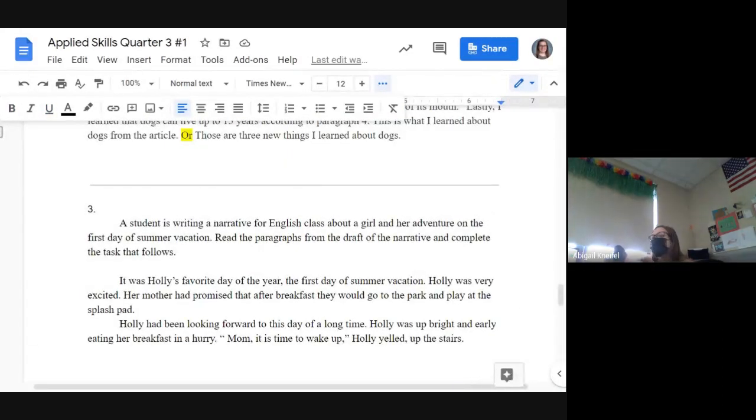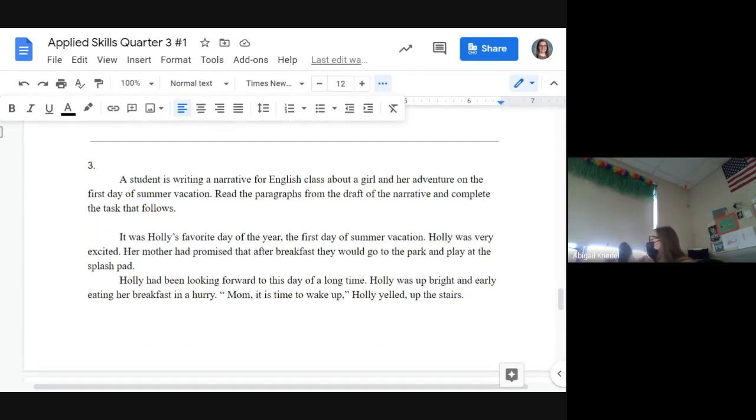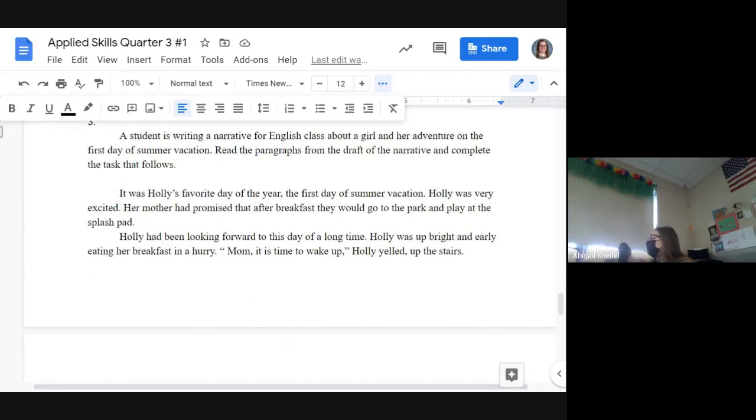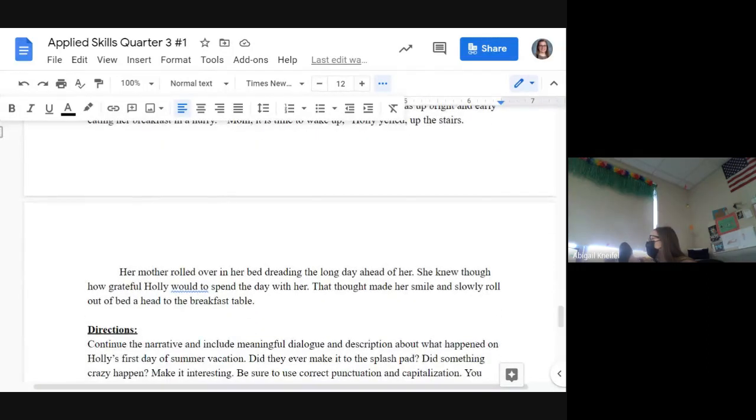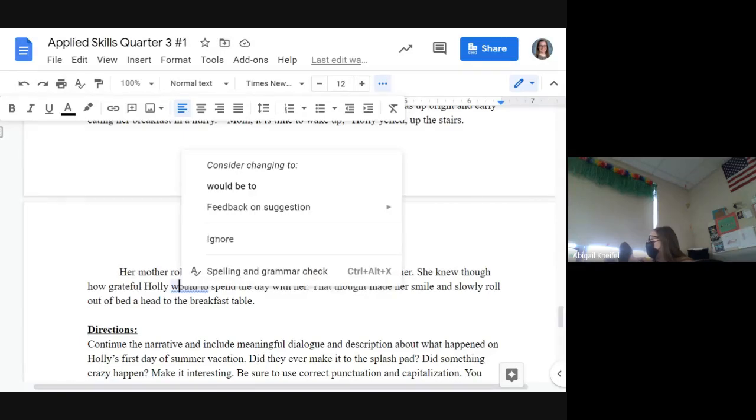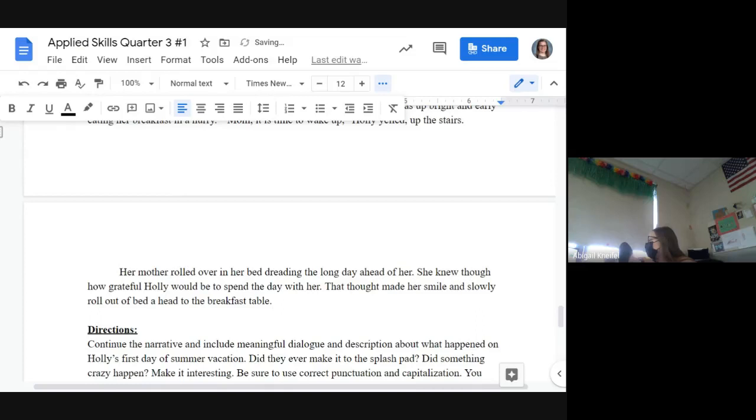So it was Holly's favorite day of the year, the first day of summer vacation. Holly was very excited. Her mother had promised that after breakfast, they would go to the park and play at the splash pad. Holly had been looking forward to this day for a long time. Holly was up bright and early, eating her breakfast in a hurry. "Mom, it's time to wake up," Holly yelled up the stairs. Her mother rolled over in bed, dreading the long day ahead. She knew, though, how grateful Holly would be to spend the day with her. That thought made her smile and slowly roll out of bed and head to the breakfast table.